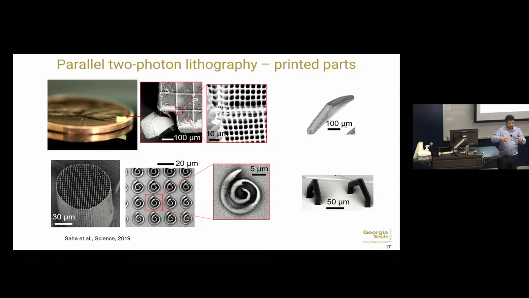We can also stitch these individual projections together and make millimeter scale structures, the structure on the top. That took about 8 minutes to print, usually takes about a day to print, about 10 hours to a day to print, depending on porosity.